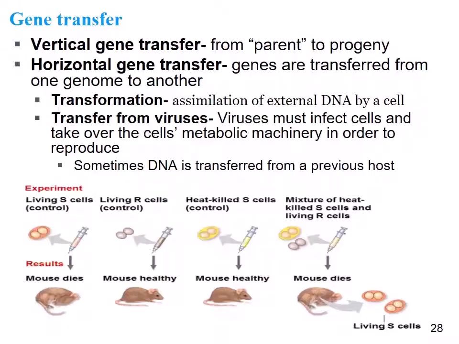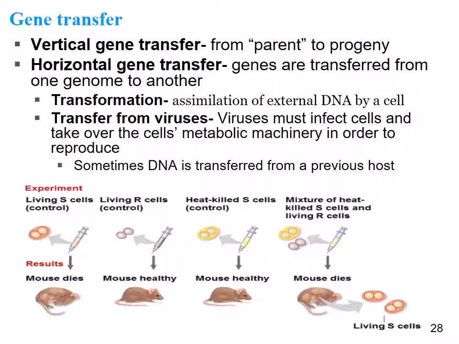So there's an experiment pictured down below that shows you transformation, or a cell picking up DNA from the external environment. It's a little bit sad, but we've got an experiment where these S cells are injected into a mouse, and the mouse's immune system can't fight it off, and the mouse ends up dying. Then we have R cells that don't have that capsule around them. So when these R cells are injected into the mouse, it can fight those off, so the mouse lives. If we inject heat-killed S cells into the mouse, well, they're heat-killed, so the mouse lives.